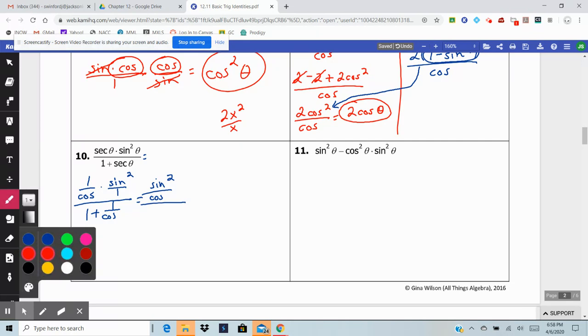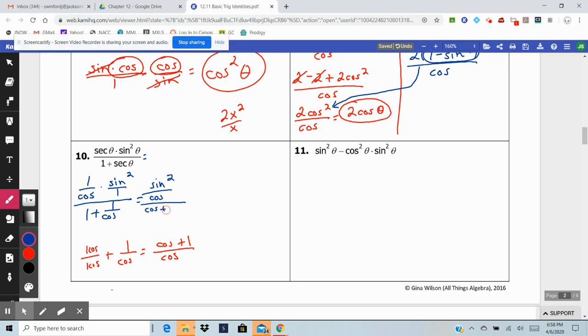Let me do it in a different color here. So I've got 1. That's the same thing as 1 over 1 plus 1 over cosine. Well, I've got a cosine on bottom here. I really want a cosine on bottom here, so I can't add these. So the way you do that is you multiply top and bottom by cosine. So now these can be added by cosine plus 1 on top. We leave as cosine plus 1. On bottom, we have our common denominator, which was cosine. So I'm going to replace 1 plus 1 over cosine with cosine plus 1 over cosine.